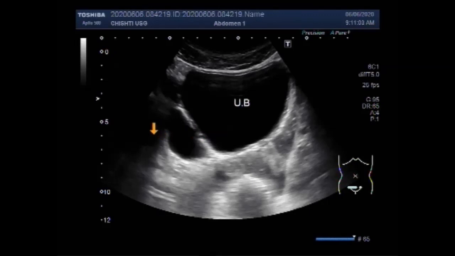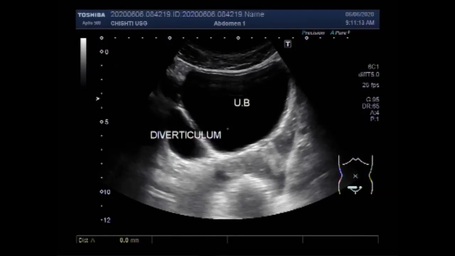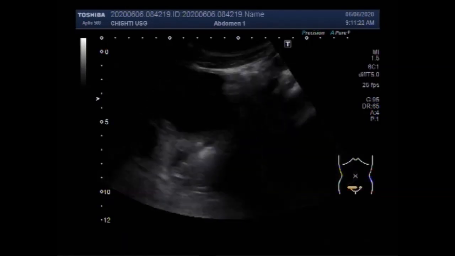Now you can see the diverticulum, and in the left lateral wall of the urinary bladder, this is a diverticulum and it measures about 42.6 millimeter into 24.1 millimeter.